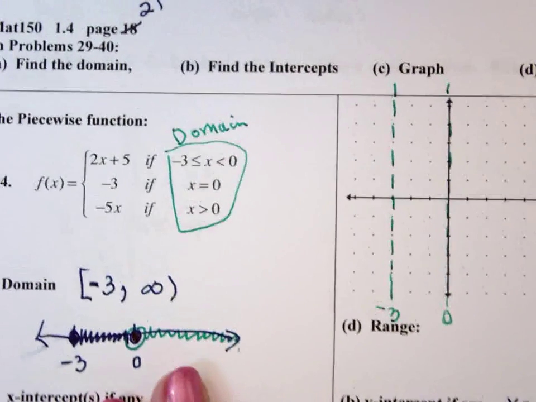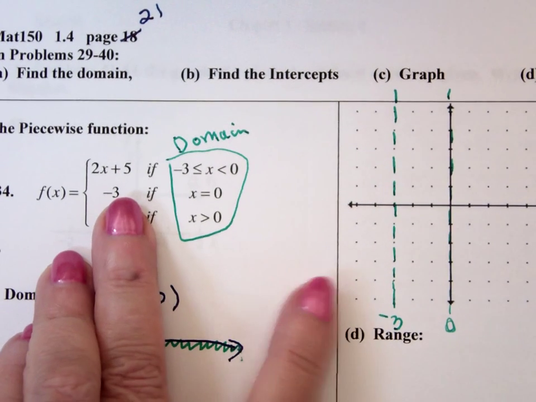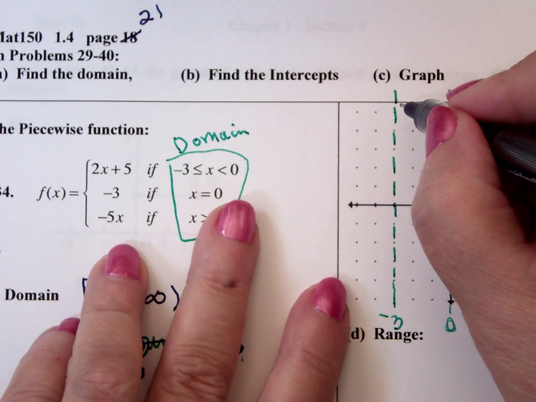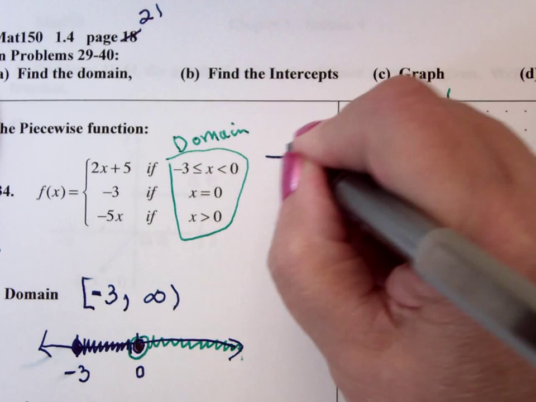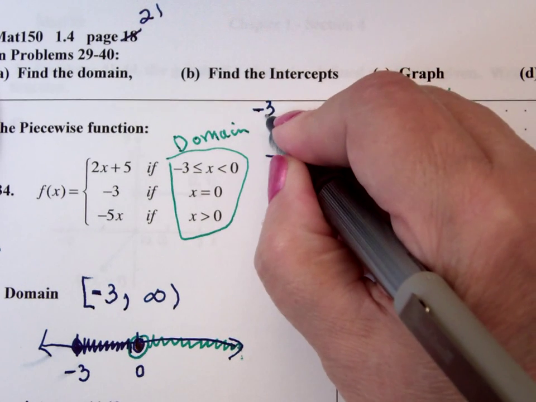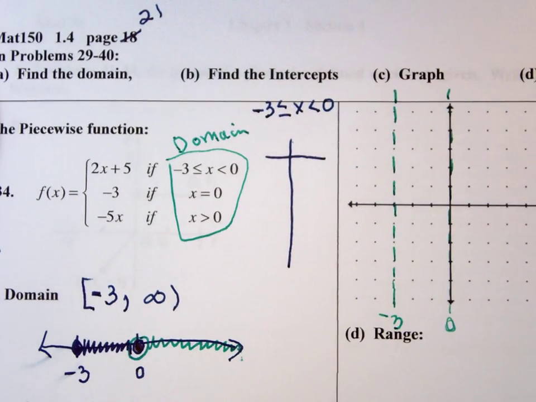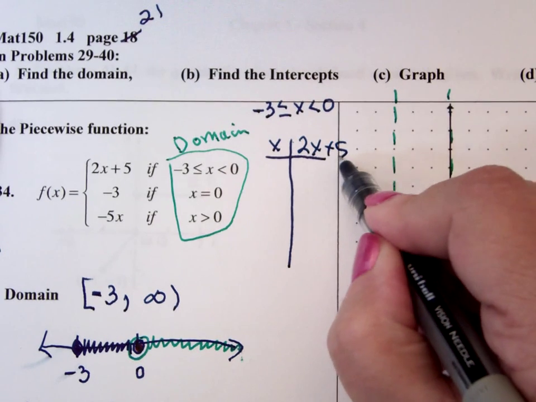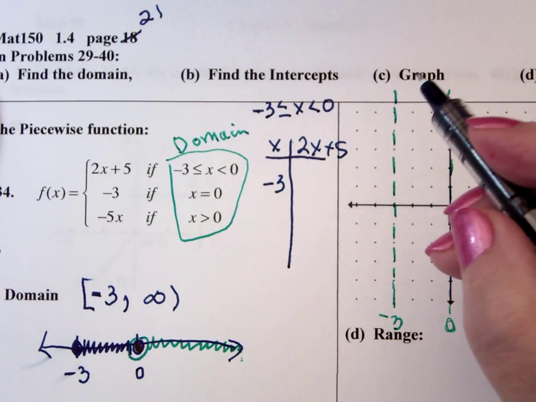So here we go. We've got essentially 3 graphs. Between -3 and 0, I have 2x plus 5. So I'm going to look at this guy. It's where -3 is less than or equal to x, strictly less than 0, 2x plus 5. -3 is solid.